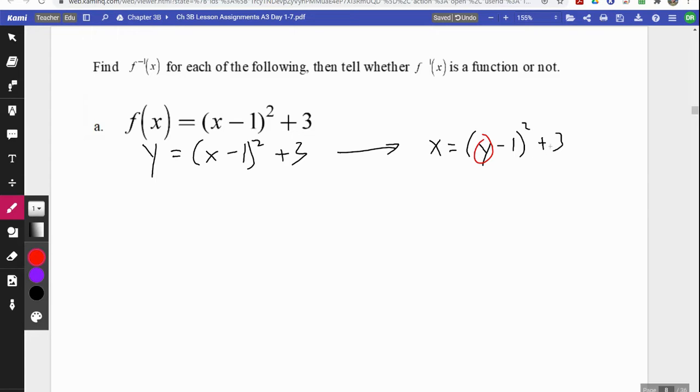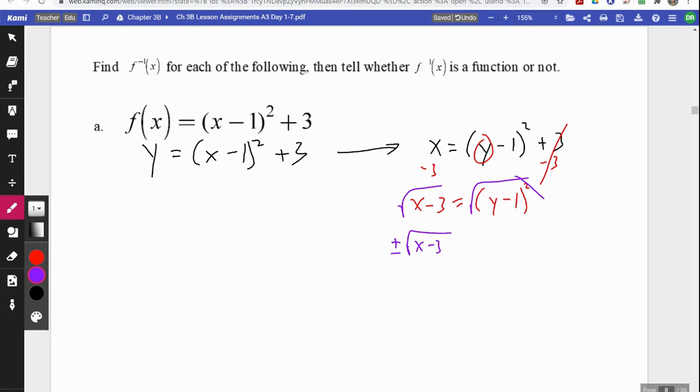But I have this 3 hanging out over here, so let's get rid of that. So this is just regular solving for a variable. We have x minus 3 equals y minus 1 squared. To get y by itself, to free it up from the square, we square root both sides. When we square root both sides, you have to have a plus or minus over there. We can't do anything on the inside.